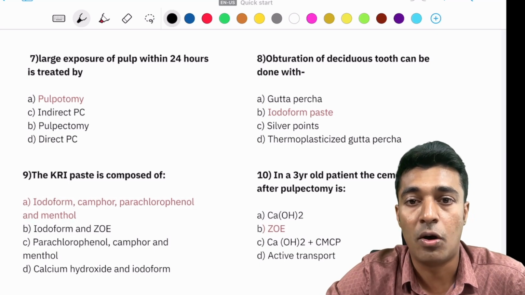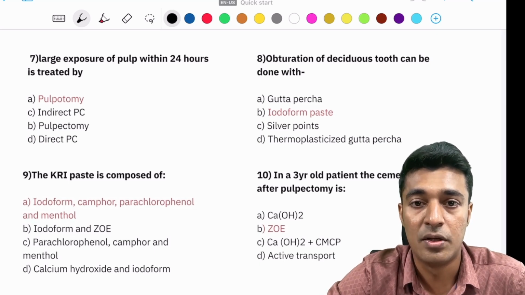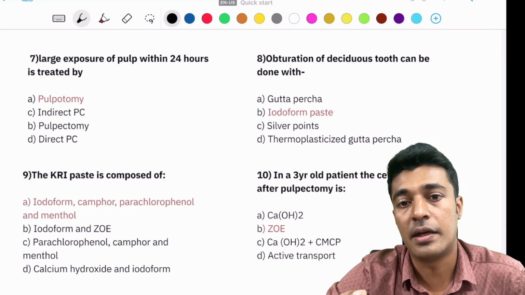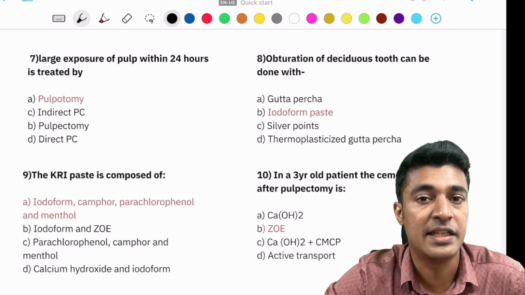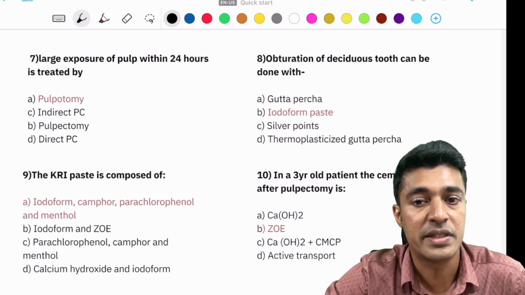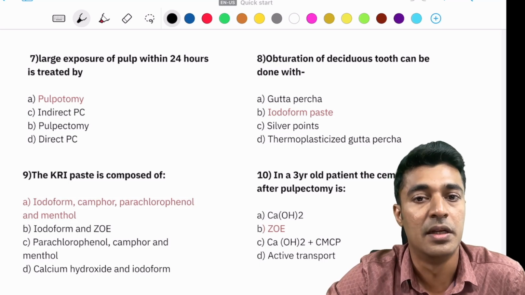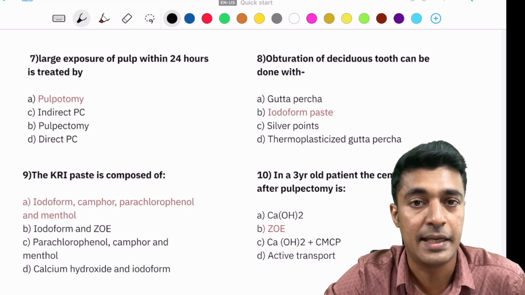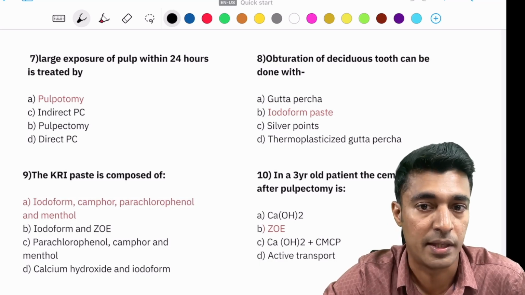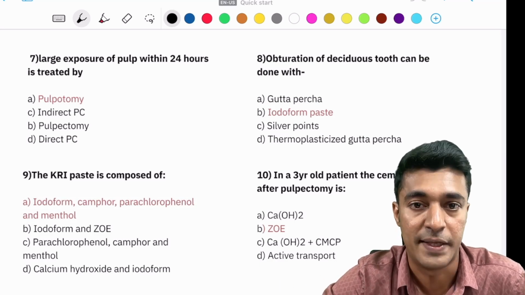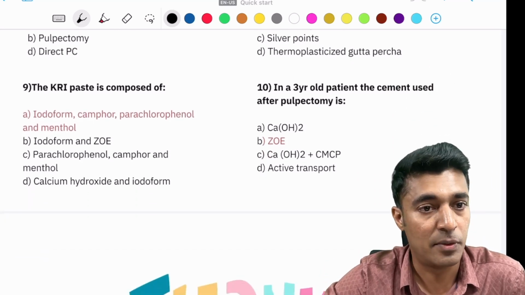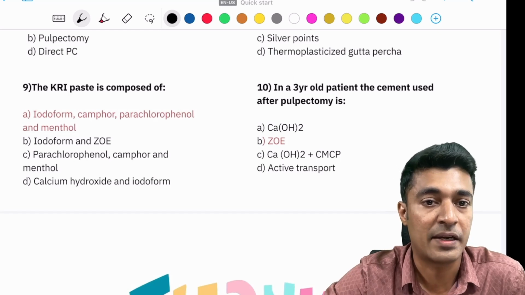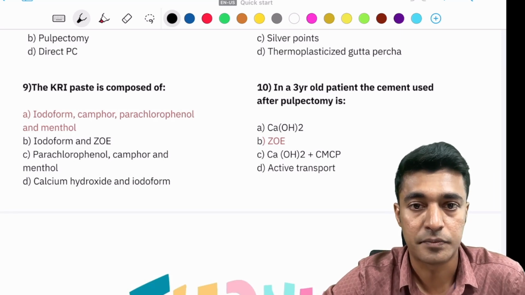The obturation of deciduous tooth can be done with what? We cannot use gutta-percha for obturation of the deciduous tooth because it has no antibacterial properties and it will not resorb. Same goes with silver points and thermoplastic gutta-percha. So we have to use an obturation material that can resorb and has antibacterial property. So the answer for that is iodoform paste. The KRI paste is composed of iodoform, camphor, parachlorophenol and menthol. So the answer for that is option A.